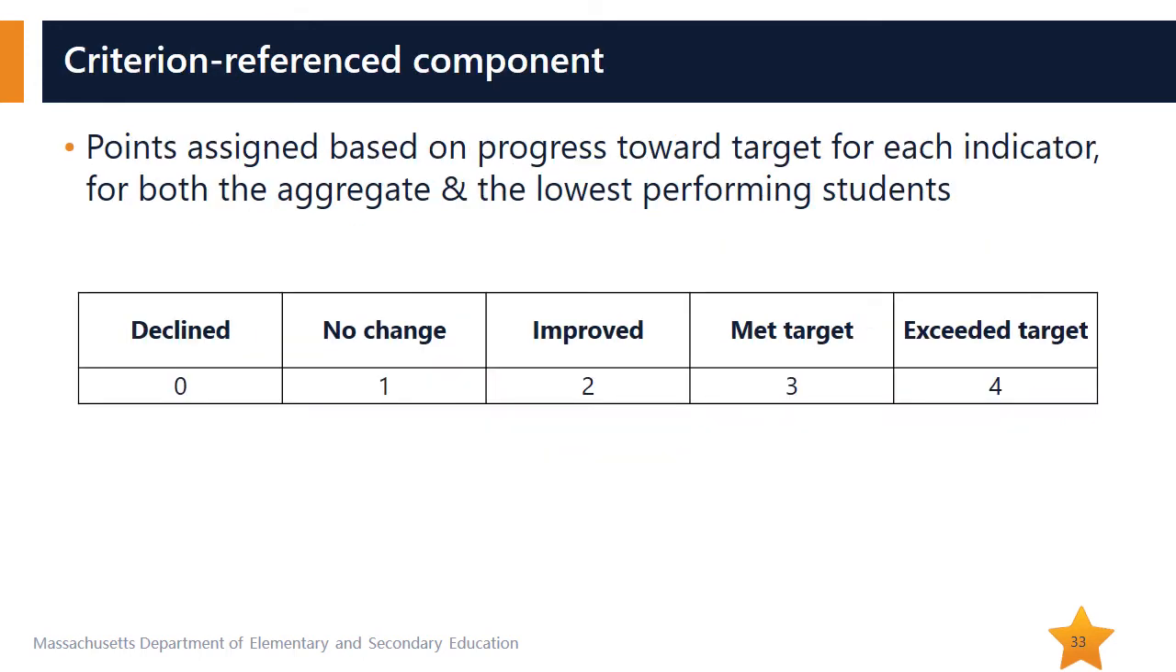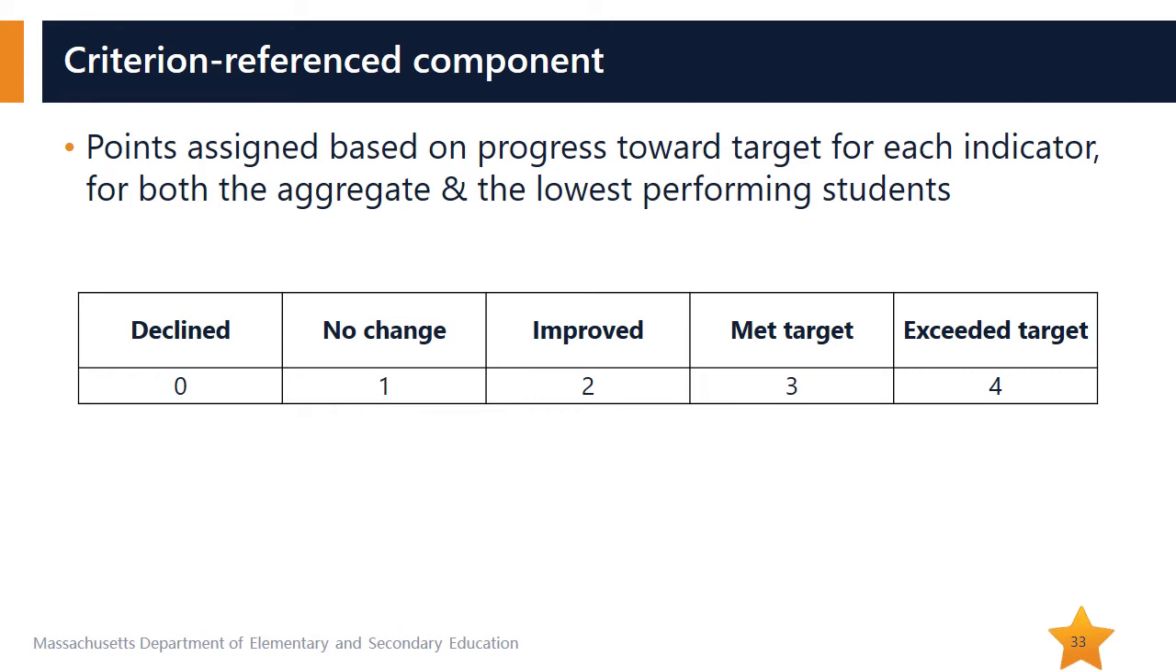Based on each school's target and actual performance, the department will assign points for each indicator. This will be done for the school as a whole and for the lowest performing students group. Points will be assigned on a 0 to 4 scale, with 0 representing a decline in performance, 1 representing no change, 2 representing improvement below the target, 3 representing meeting the target, and 4 representing exceeding the target.